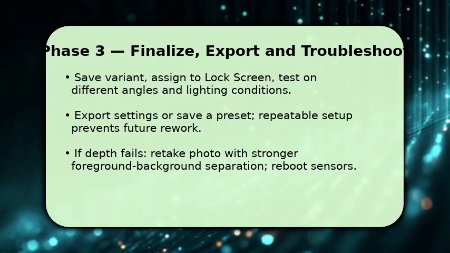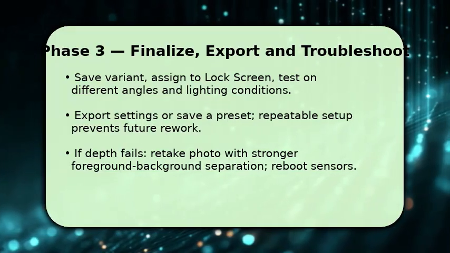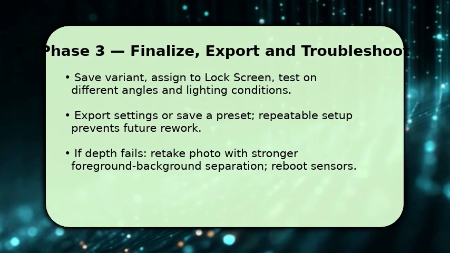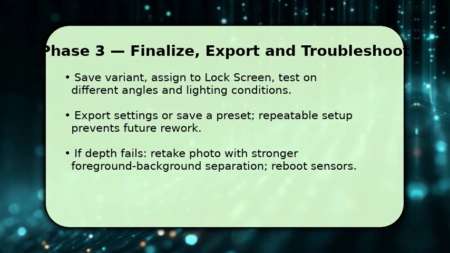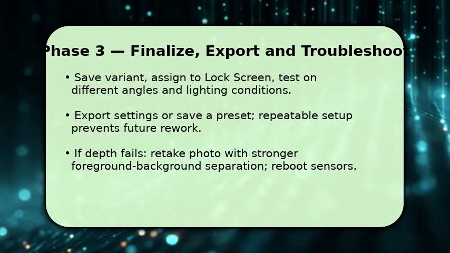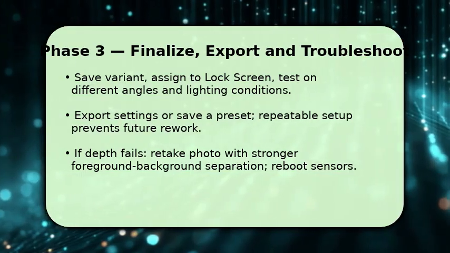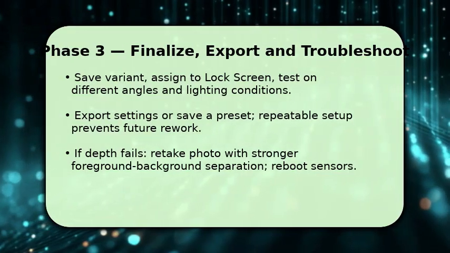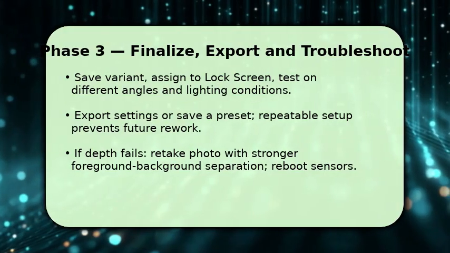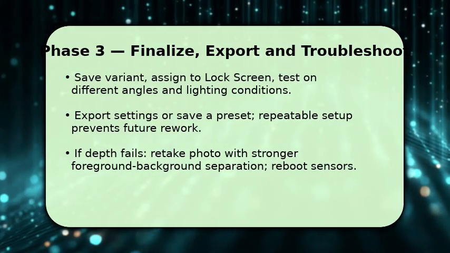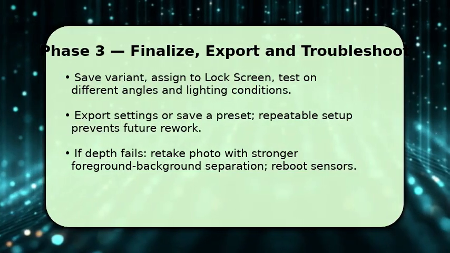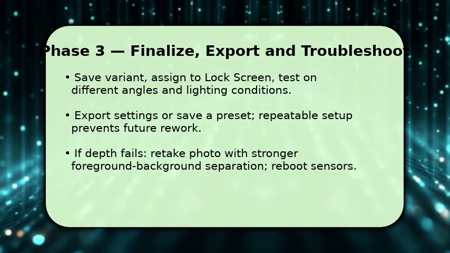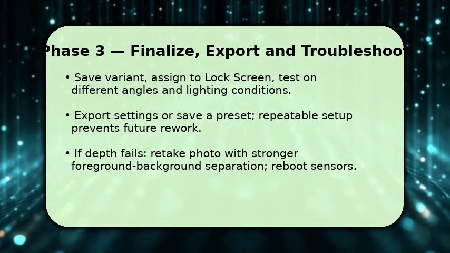Finish by saving the wallpaper variant and assigning it to the lock screen. Once done, test by tilting, tapping, and locking so you see motion and audio sync. If you plan to reuse the configuration, export, or save a preset to avoid repeating steps. Make sure to test at different brightness and in low light. If the depth effect fails to appear, retake the photo with more foreground separation. Then reboot the device and recalibrate motion sensors before reapplying the wallpaper.